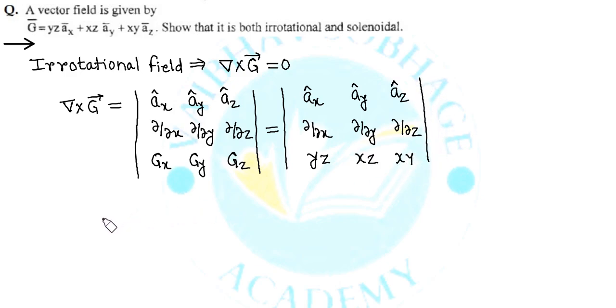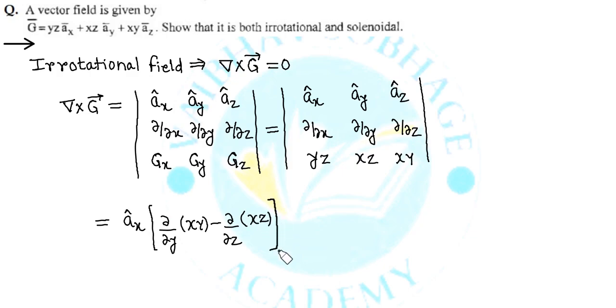Okay. Now simplify this determinant. Very firstly, you will find that Ax cap is as it is, times d by dy of your xy component, minus d by dz of your xz component, then plus Ay, then d by dz over here. This is how it works.